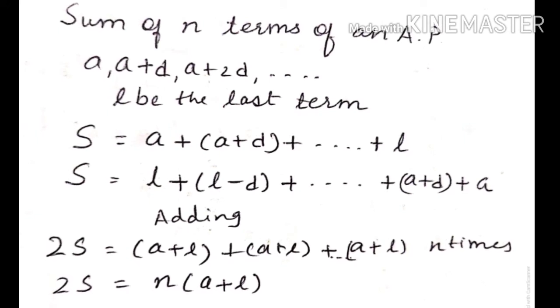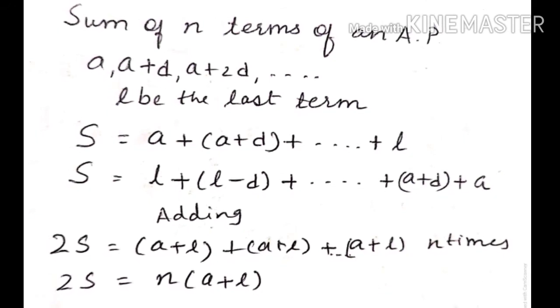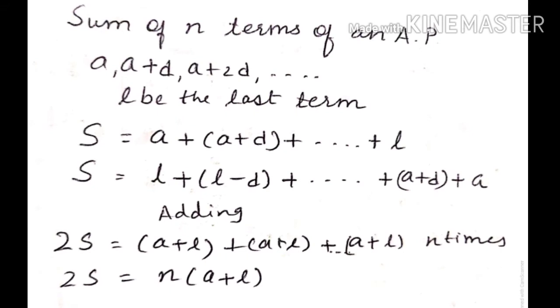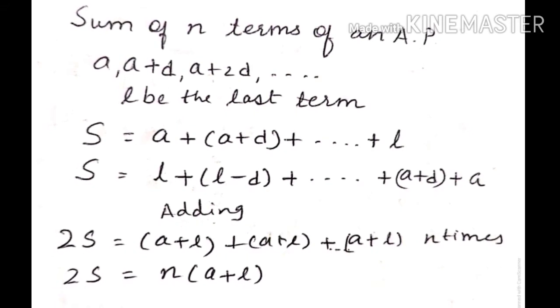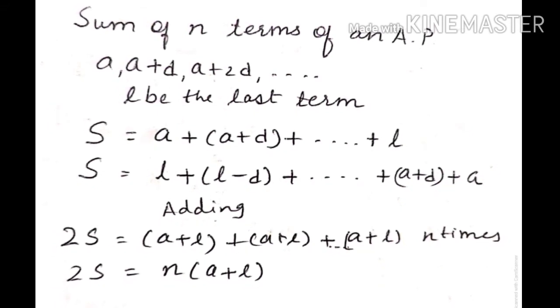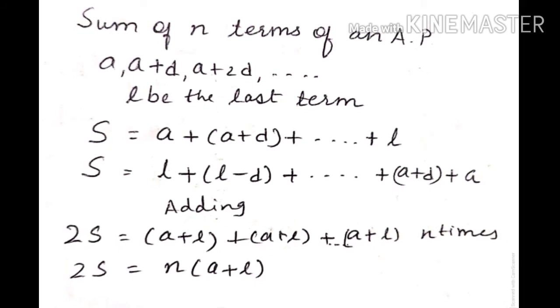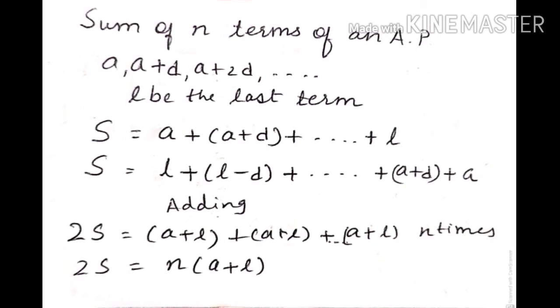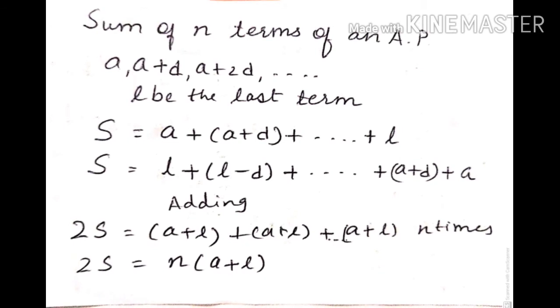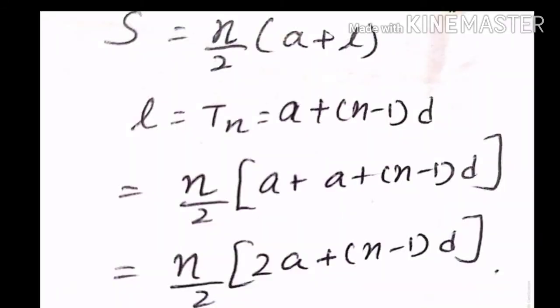Now what we want is the sum of n terms, that is the S formula. So we have to take this 2 into the denominator of n. So we get S is equal to n by 2 times (a plus l). Next step, let us see. So here we have S is equal to n by 2 times (a plus l).